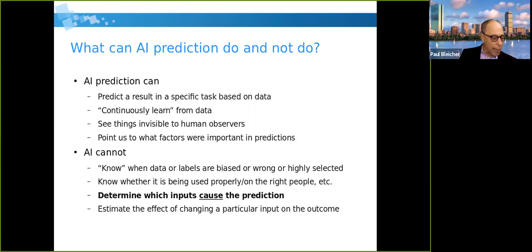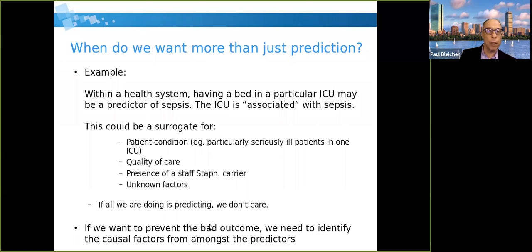But AI cannot know when the data or labels are biased or wrong or highly selected, the things we already talked about. It can't know whether it's being used properly on the right people. Again, something that refers back to that selection bias. And now it can't determine which inputs cause the prediction. And we're going to really focus on that now. That's why it's in bold. And it can't estimate the effect of changing a particular input on the outcome. And that's an effect of causality, if you will.